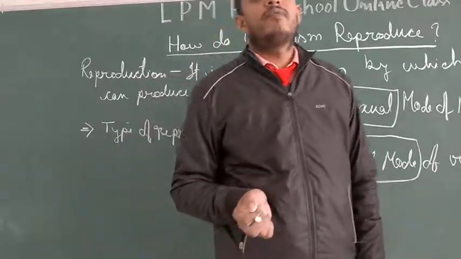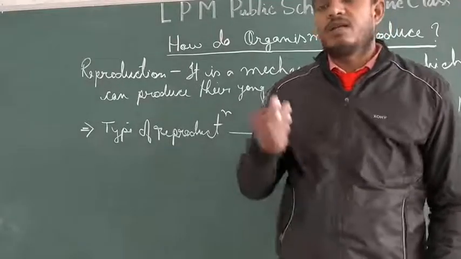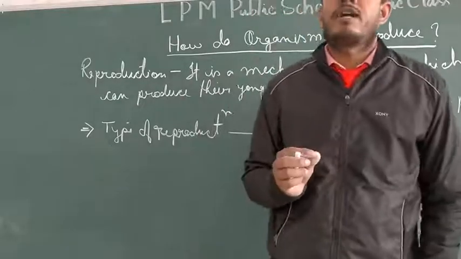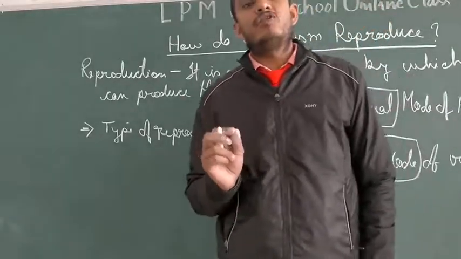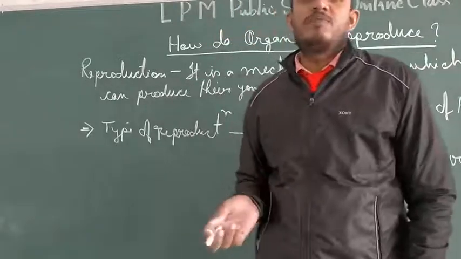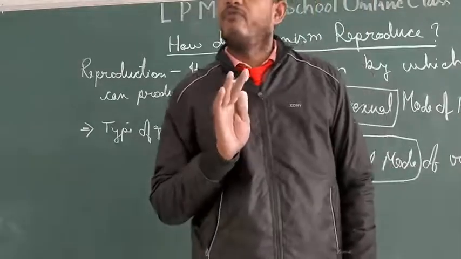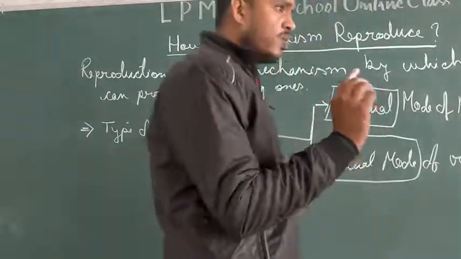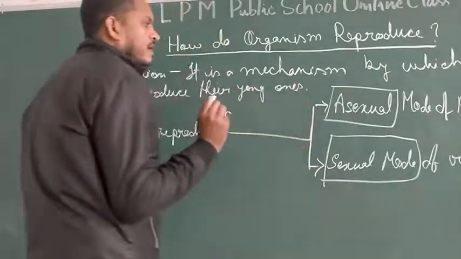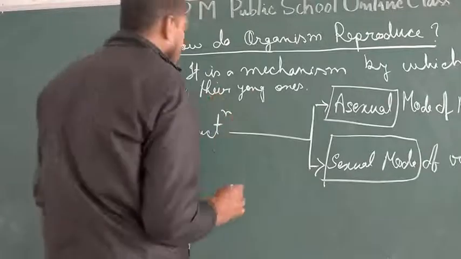But many others are very complex. There are different types of systems in the body for different types of functions, and each cell has a specific structure and function. So the body is made up of a number of cells with division of labor. That actually plays a major role in the selection of the type of reproduction, whether it is asexual or sexual.